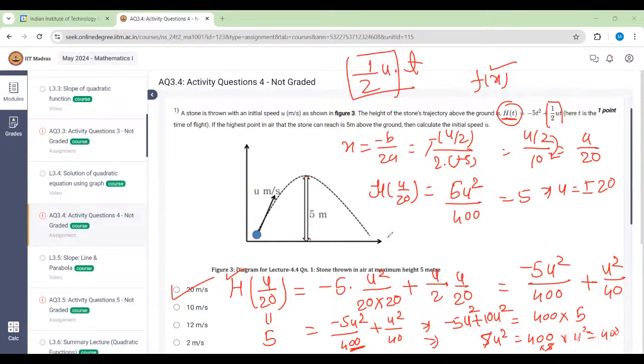Is that y coordinate correct? How did you calculate it? Sorry? Y coordinate, how did you calculate? Just substitute u by 20 in place of t. You will get your answer. Okay. Fine. Then we add both. Just do the calculation. It's an easy calculation.